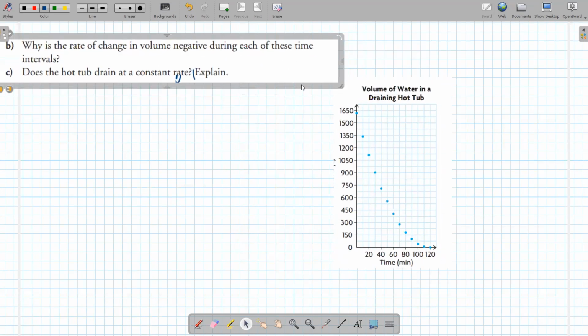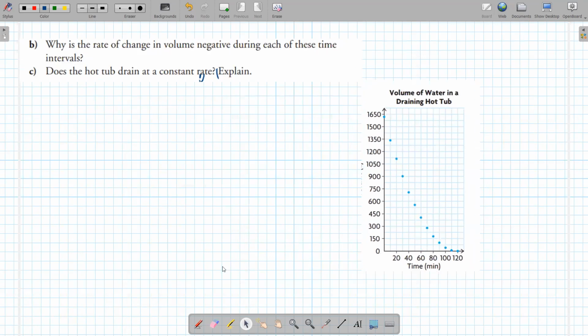Why is the rate of change negative? Now, if you looked at our lines, they were all going this way, which means it's negative. It's going down, it's falling. Why is it falling? What's the logic? It has to do with the context of the question.